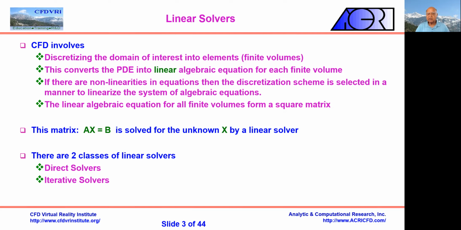The linear algebraic equations for all finite volumes form a square matrix. It's an n by n matrix. So this matrix equation, Ax equal to B, is solved for the unknown x by a linear solver. There are two classes of solvers, direct solvers and iterative solvers. Let's look at them.